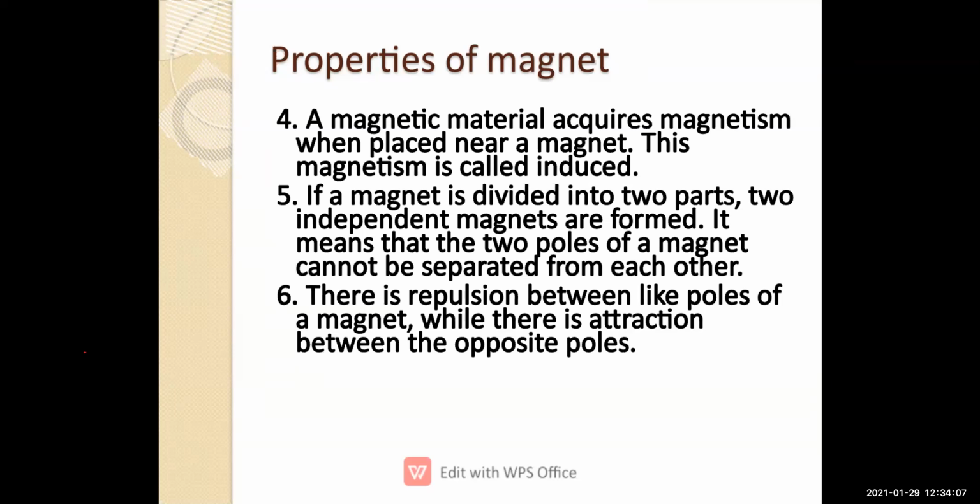Okay, then the sixth point: there is repulsion between the like poles of the magnet. Now what did I say? There is repulsion. Repulsion means going away. So when north pole and north pole are brought together, they will move far away, they will not get attracted.